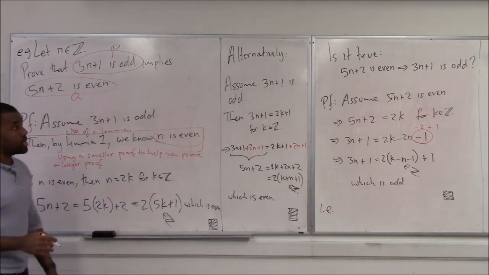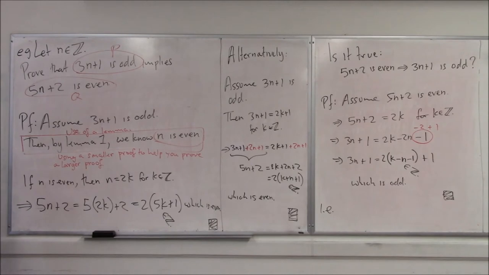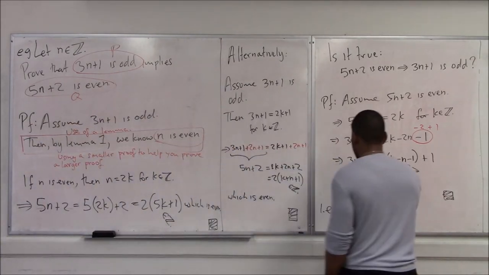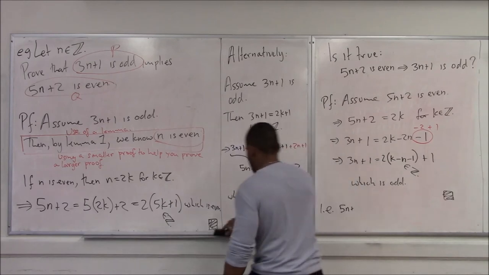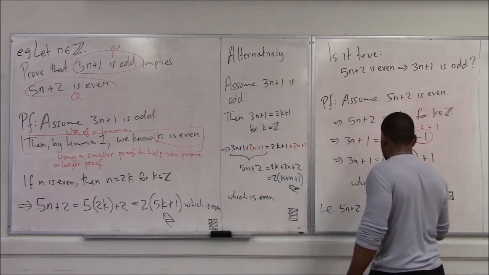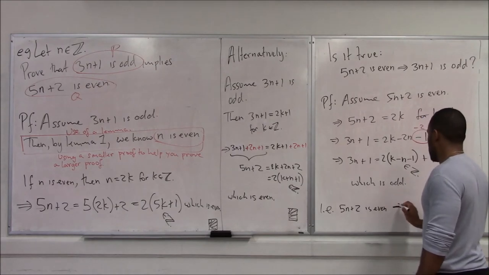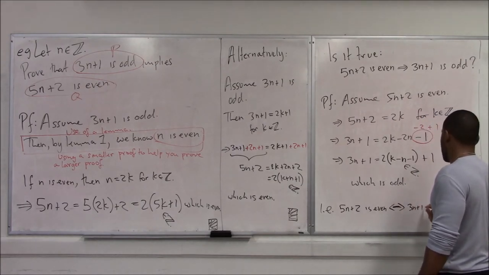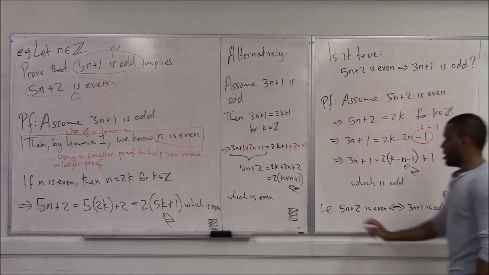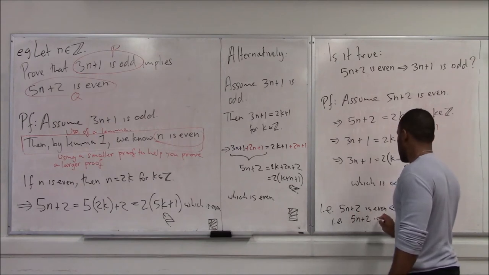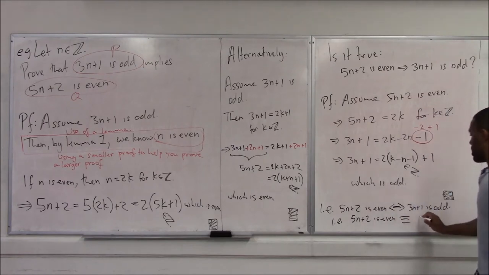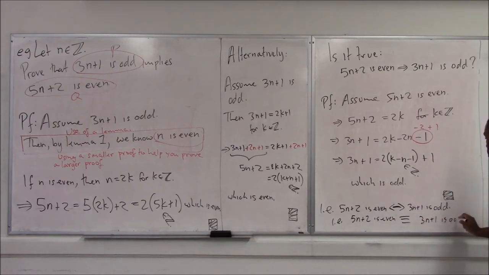what can I say about these two statements? Biconditional, give me another nice phrase. Equivalent. We can say they're equivalent. Right, so this is to say that 5n plus 2 is even if and only if 3n plus 1 is odd, i.e. saying that 5n plus 2 is even is equivalent to saying that 3n plus 1 is odd.